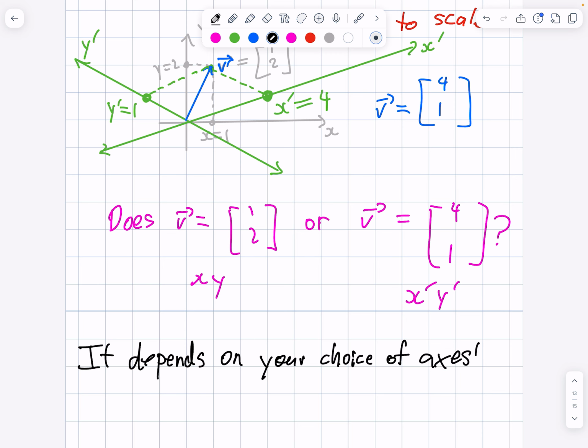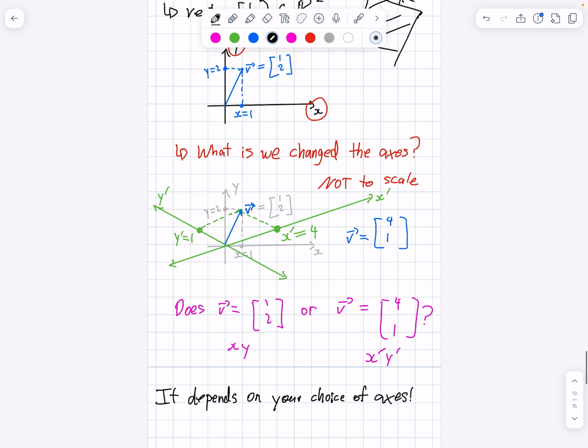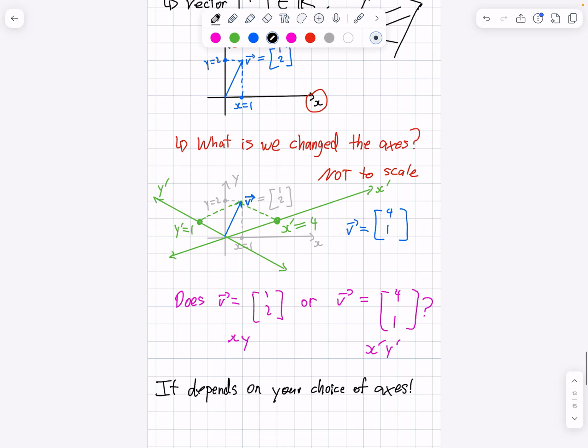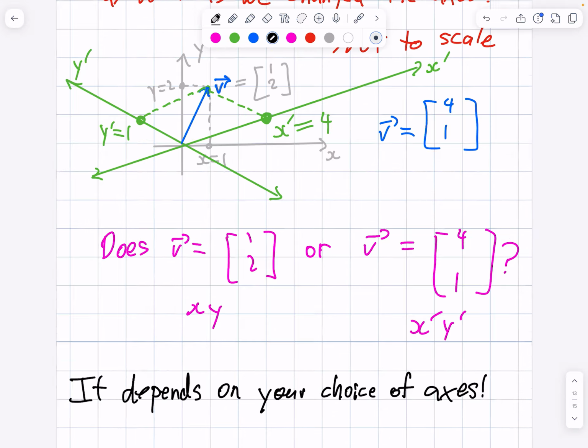We're so used to working with the XY axes. We have this thing called XY brain, but there's nothing special about the XY axes. In fact, it's extremely important in math and physics to be able to work with different coordinate systems than just the standard XY or XYZ or XYZT for time axes. You need to be able to change axes, and this becomes very, very important.